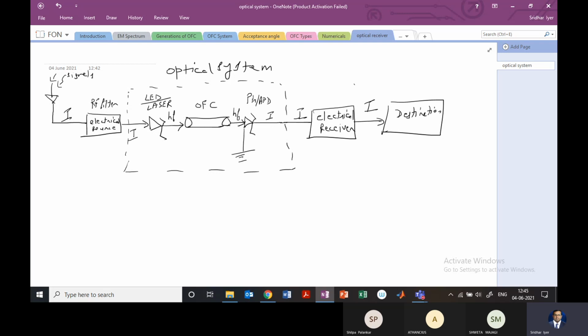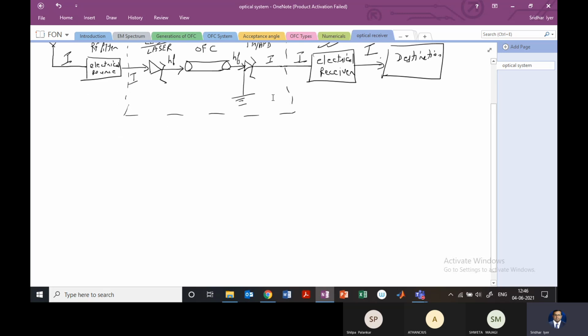Now we are going to talk about a system which we know very well because we have been doing this from the beginning of communication engineering, and that is nothing but the electrical system. It is very important to understand that the optical system consists of only the optical source, OFC, and the optical detector, but the parts outside of it, that is before the laser and after the APD, are just electrical systems. So what we are going to discuss is this electrical receiver, this part here. We have already done LED laser, we have discussed OFC, we have discussed pin and APD. We want to discuss the electrical receiver.